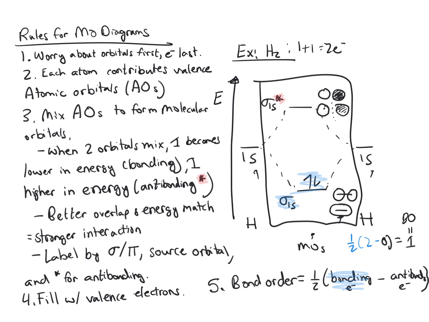The other thing I can do is determine the magnetic properties. That is the same way we did before. In this case, there are 0 unpaired electrons. So I can also say that H2 should be diamagnetic because there are no unpaired electrons.